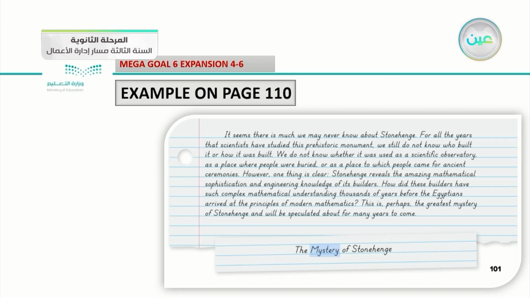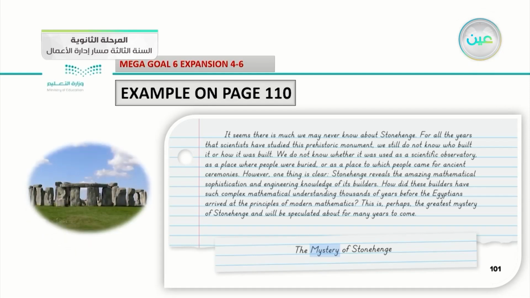It seems there is much we may never know about Stonehenge, for all the years that scientists have studied this prehistoric monument. Look at what he is talking about: that area in Europe, Stonehenge, which confuses scientists analyzing how the people of that time built this stone structure. What's the next step? We do not know whether it was used as a scientific observatory, as a place where people were buried, or as a place to which people came for ancient ceremonies.